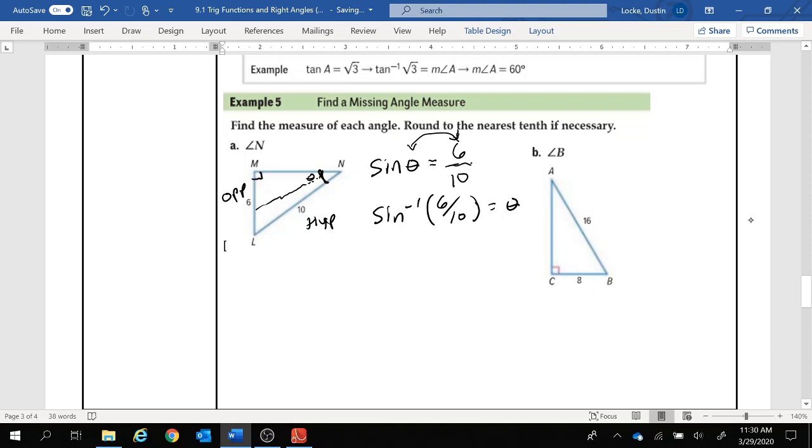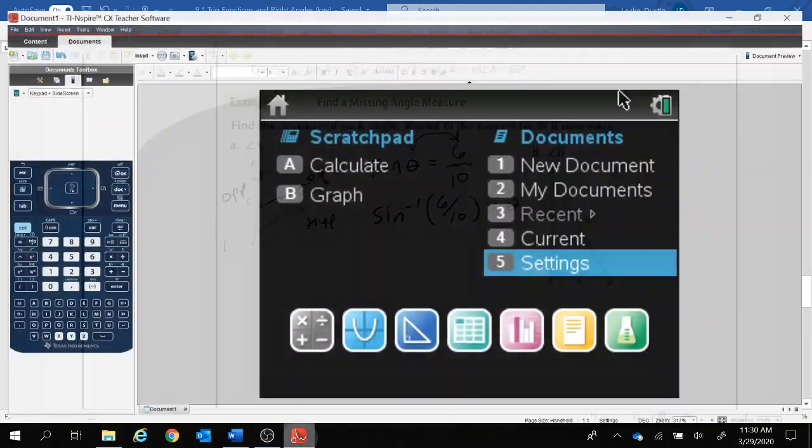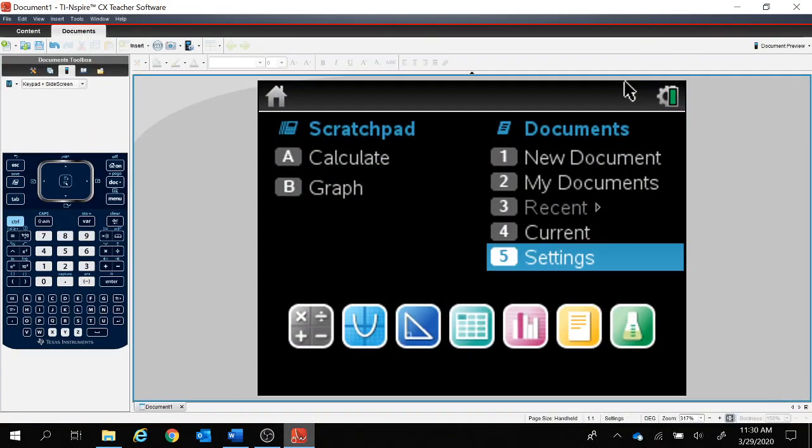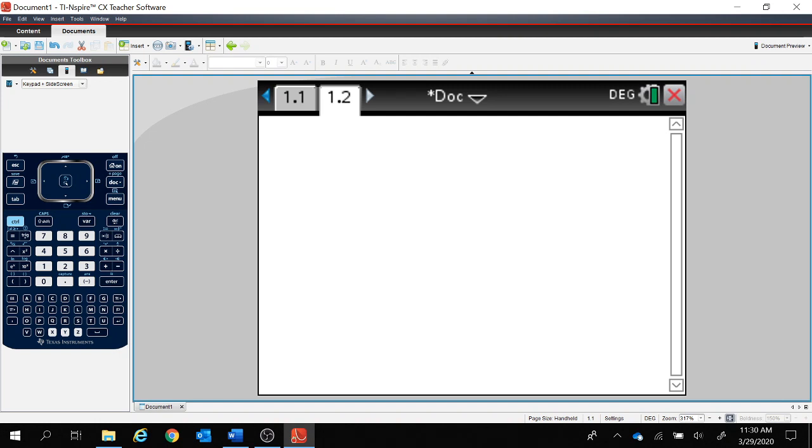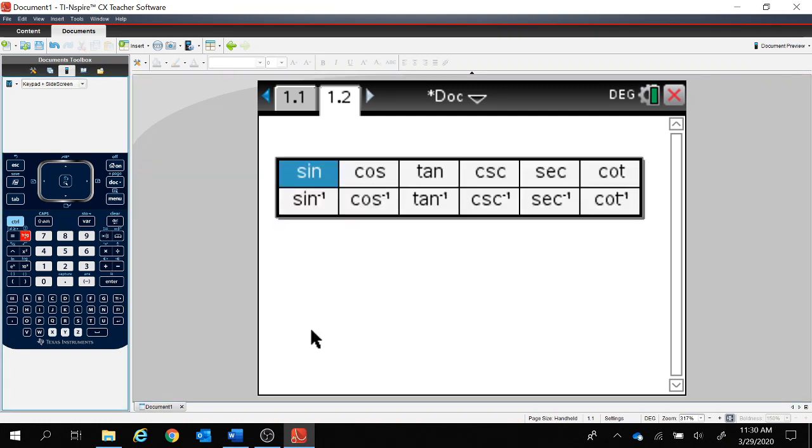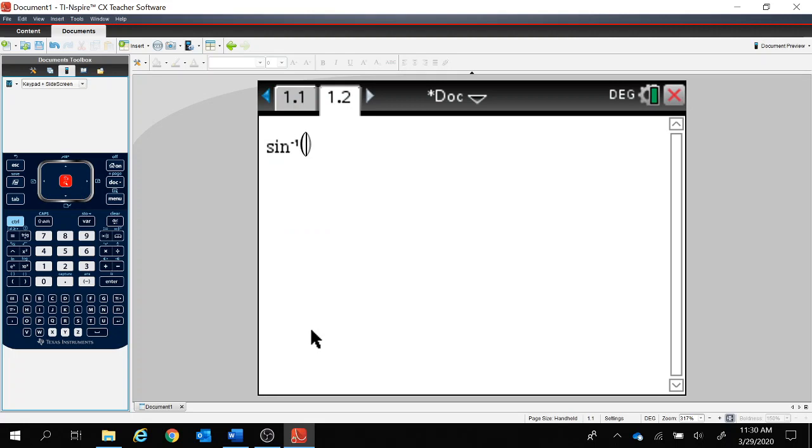Okay, now let's go ahead and look at typing this in using the TI Inspire calculator. So I'm going to go ahead and go here. Let's go to add calculator at the bottom. Okay, we're going to go to the trig button that has sine with the -1. That's what the sine inverse is. And we're just going to do 6/10.